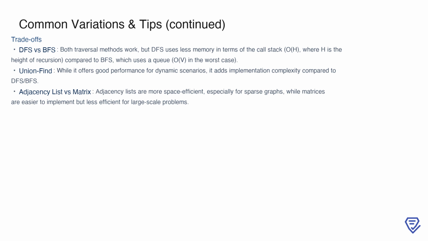Lastly, when choosing between adjacency lists and matrices, adjacency lists are far more space efficient for sparse graphs, as they only store edges that exist. However, adjacency matrices are easier to implement and may be a better choice for smaller graphs, even though they become less practical for large-scale problems due to their high memory requirements.